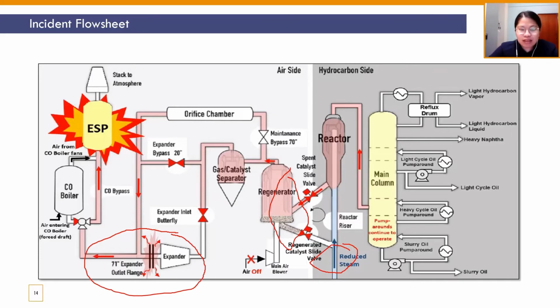But the problem is the slide valve is low, therefore it failed to maintain the level of the catalyst barrier in the reactor, and ExxonMobil management decided to reduce the steam flow rate due to the safety issue of the worker at the expander here. So they decided to reduce the steam flow rate, which caused the pressure to also be reduced. Due to this, the hydrocarbon from the main column had the chance to flow to the reactor, pass by the regenerator and separator, and go straight to the ESP unit. In the ESP unit here, it mixes with the air from the boiler and becomes a flammable material, and the spark generated in the ESP plate caused the explosion to happen.